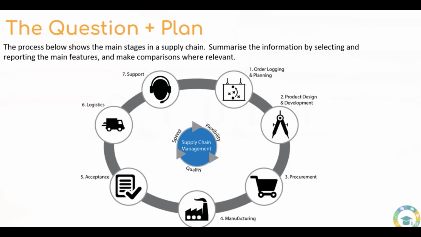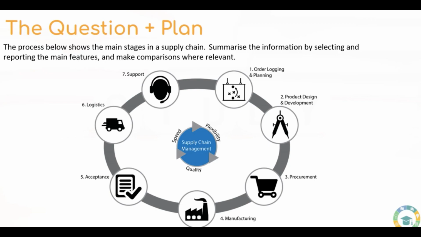So I would say that this really is quite a normal looking process diagram. We have 7 stages, and we can see quite clearly that there is a structure to what is happening. So we begin with an order of something, and then it finishes with some kind of customer support.